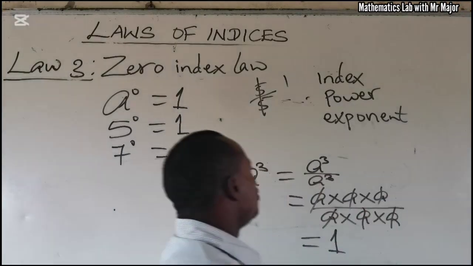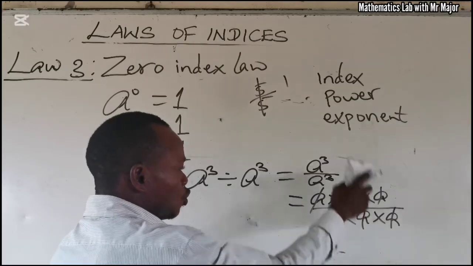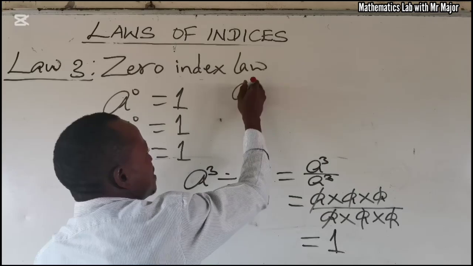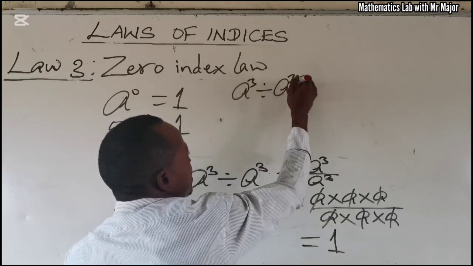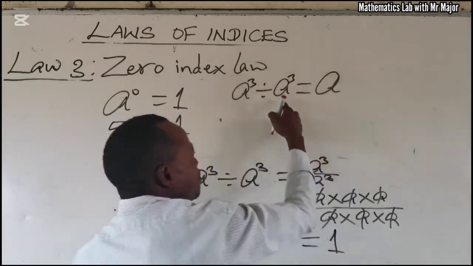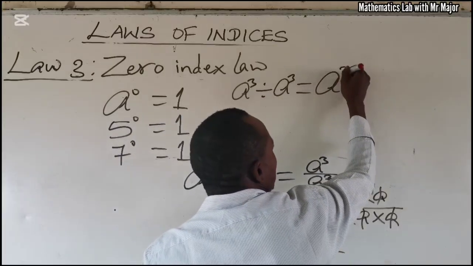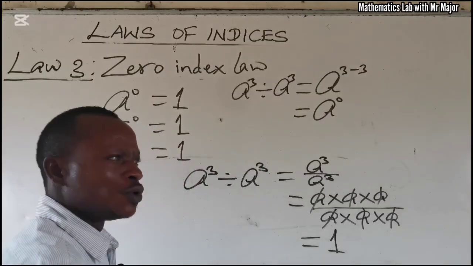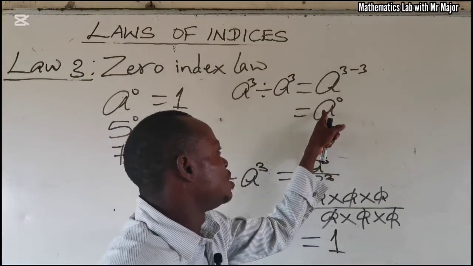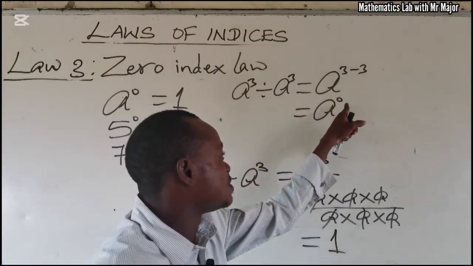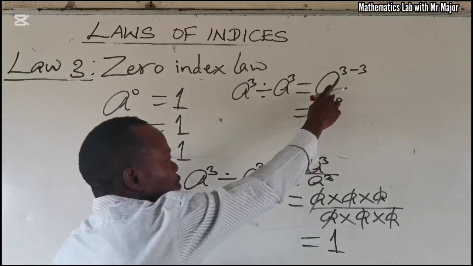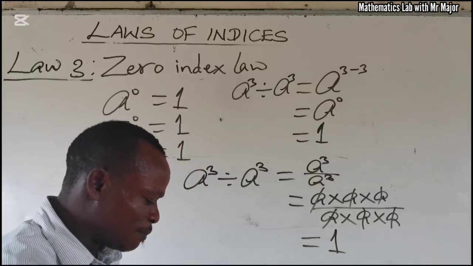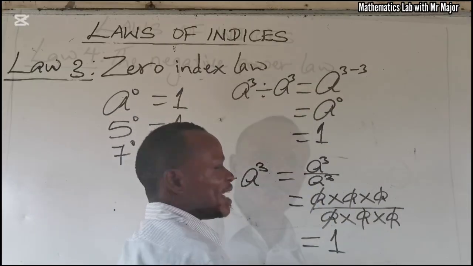Now, let me use the second law of indices to explain this. In the second law of indices, which is the division law, a raised to power 3 divided by a raised to power 3 is equal to a raised to power, because the bases are the same, that becomes 3 minus 3, which is equal to a raised to power 0. So if a raised to power 3 minus 3 is equal to a raised to power 0, it then tells us that a raised to power 0 is equal to 1, because from the second law we have established that this and this are the same.